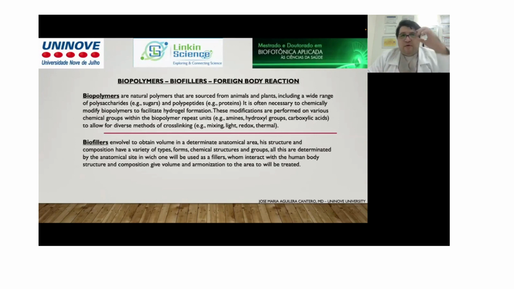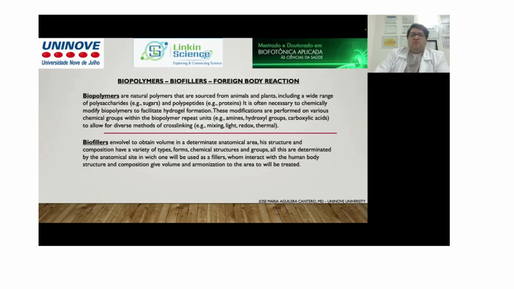In the definition of biopolymers, we have different natural origins about this substance. They can come from animals and also plants. And all these have the capacity of forming hydrogels.